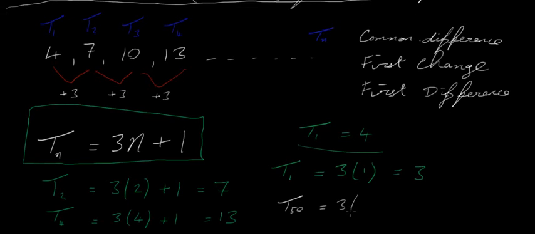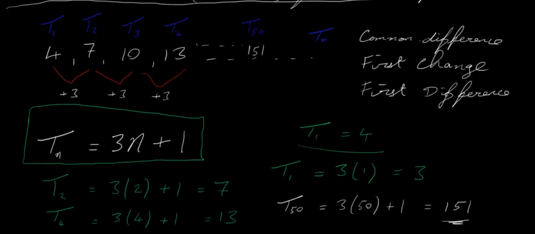That's 3 times, now I've changed the n to 50, so it's 3 times 50 plus 1. That'll give me 3 times 50 is 150, plus 1 is 151. So my 50th term will in fact be 151. So somewhere up along here I will have T50, and that number there will be 151. Okay, so that's generally what you do.